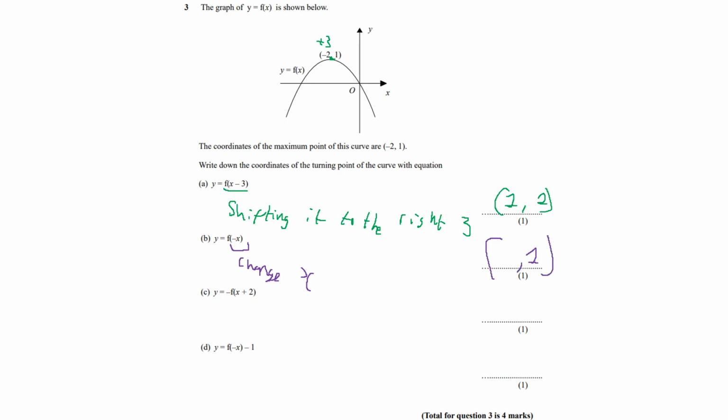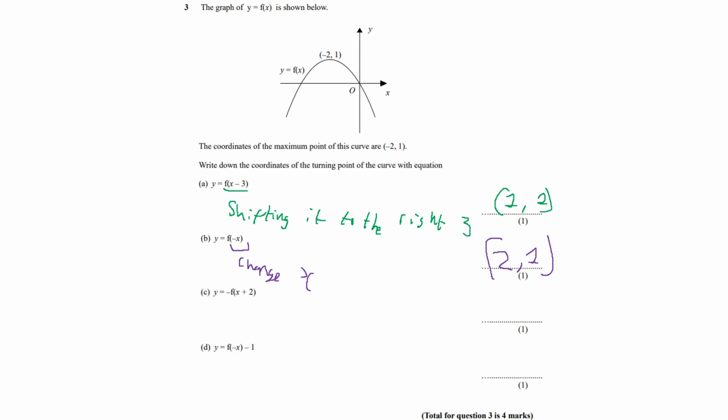But if this is minus 2 and we're flipping the sign, what happens? Exactly. It's just going to be 2, isn't it? I'm going to rub this out just to make a bit of space.